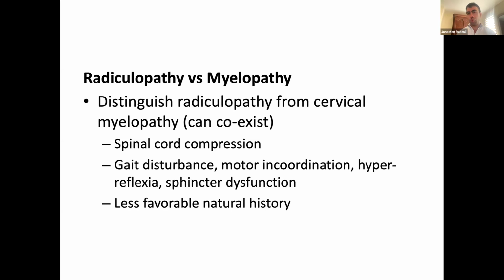And when it gets super severe, it can present also with sphincter problems, urinary issues as well, almost like a neurogenic bladder type presentation. And when it gets to that point, it's very bad. It's much less favorable natural history. The patients are less likely to do well at that point.